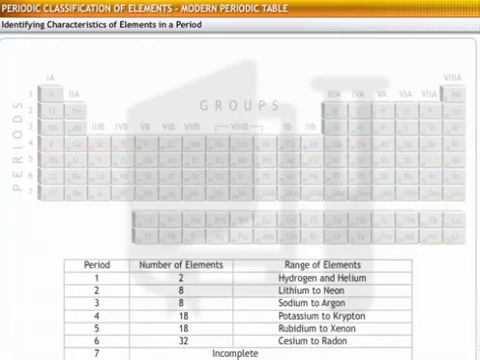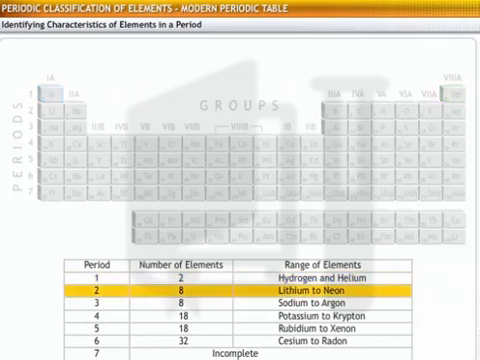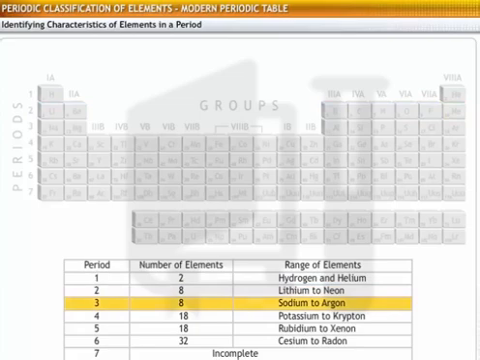Let's take a look at the basic characteristics of each period in the table. The first period is the shortest period and contains only 2 elements, hydrogen and helium. The second period contains 8 elements, from lithium to neon. The third period also contains 8 elements, from sodium to argon.